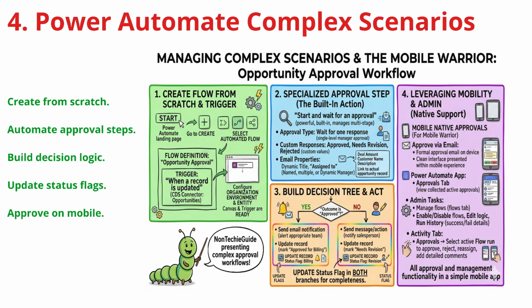If the manager approves, we follow the yes path to alert the team and update the record flag to approved for billing. If the deal is not approved, we follow the no path to notify the salesperson and update the record flag to needs revision. Finally, we leverage native mobility support. Managers can review formal approvals via email or use the specialized approvals tab in the Power Automate mobile app. This simple app provides all the approval and management functionality required for true mobile warriors.